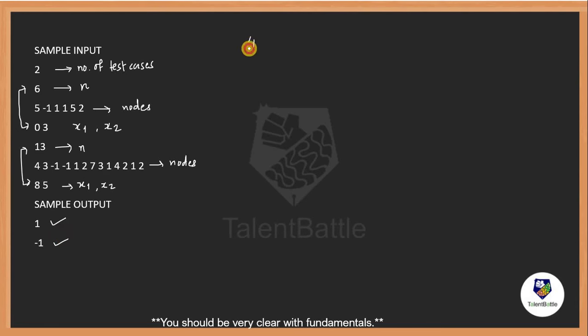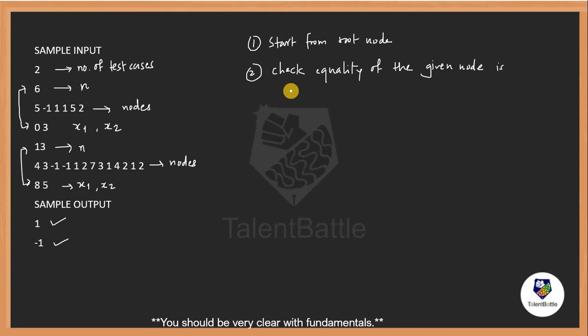So first, start with understanding how to find the nearest common ancestor if two given nodes are there in a tree. The first step: you have to start at the root node of the tree. Second step, you have to check whether either of the given nodes is equal to the current node. If the condition is true, then you have to return the current node, which is the common ancestor.